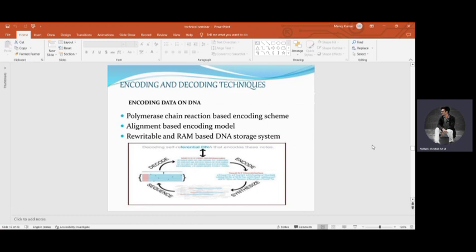So next one, encoding and decoding techniques. In the encoding of data in DNA, there are polymerase chain reaction based encoding schemes, alignment based encoding models, and rewritable and RAM-based DNA storage systems. So the figure shows decoding of self-refining DNA that encodes these nodes. So once encoding is done, you can synthesize, and we can form the data in the form of DNA.